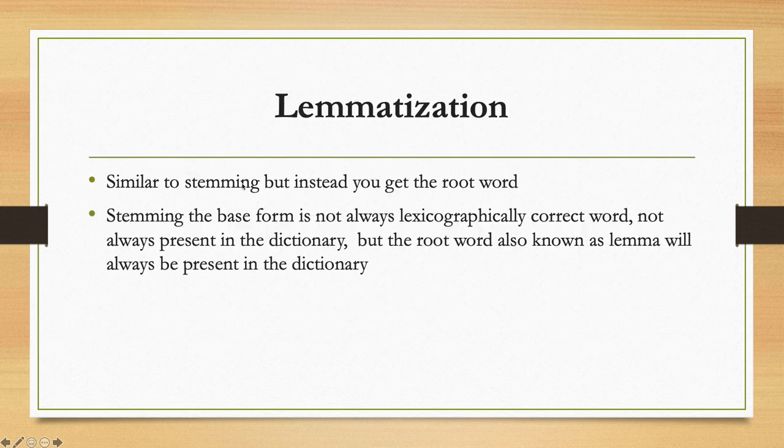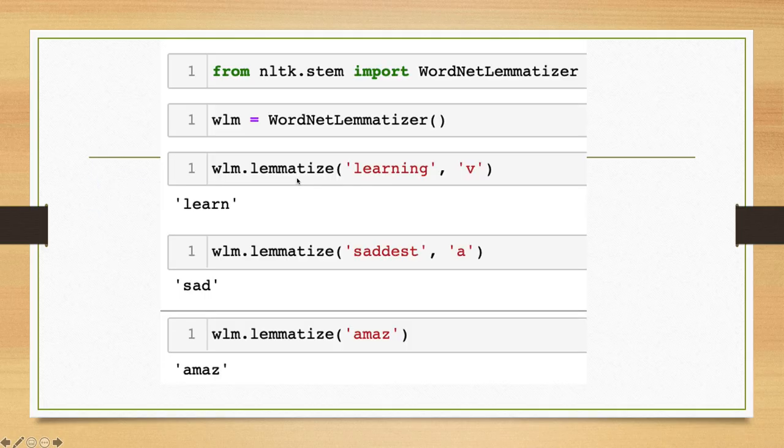Lemmatization, on the other hand, is similar to stemming, but you get the root word. What happens here is that you have to identify the word. For learning, we identify the verb, and for saddest, the adjective. So it returns the root word learn. With the other words, I tried to use the lemmatizer, but it gives the raw lemmatized word.